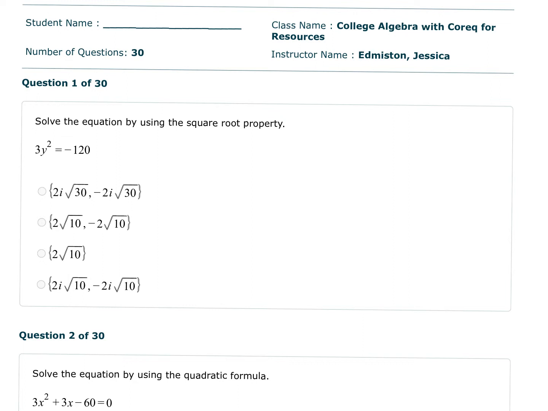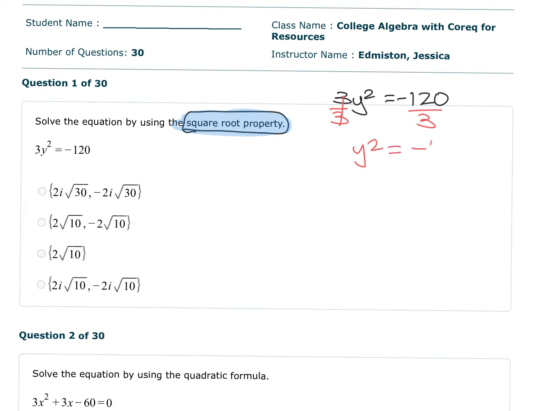It says solve the equation by using the square root property. I'm going to use the square root property, but before I can just go crazy and start taking square roots, I have to remember it needs to be isolated first. Since 3y squared is equal to negative 120, and really it's 3 times y squared is equal to negative 120, the first thing I want to do is divide both sides by 3, and then I get y squared equals negative 120 divided by 3, which is negative 40. Okay, now I have it isolated.